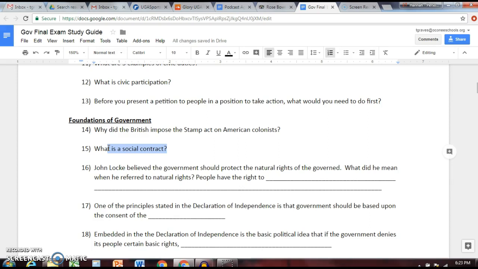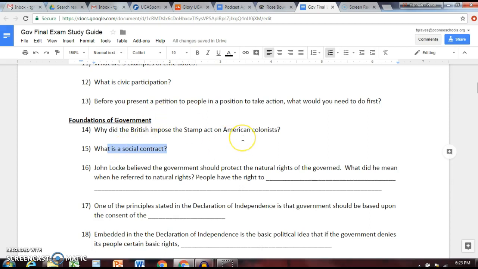Number 16, one of the early philosophers, John Locke from England, he believed the government should protect the natural rights of the governed, the people, basically. And what did he mean when he referred to natural rights? He meant that people have the right to life, liberty, and property. Life, liberty, and property. Now, in the United States, with the Declaration of Independence, we kind of changed that a little bit. Thomas Jefferson put his own twist on it and said life, liberty, and the pursuit of happiness. But it all comes from John Locke.